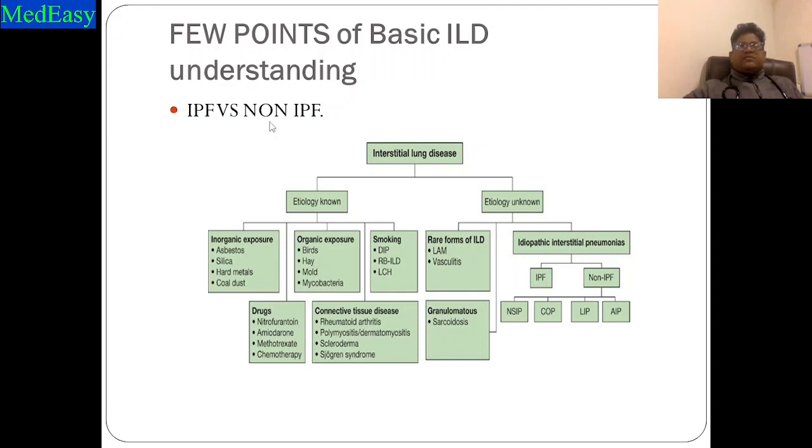I would like to add some few points in basic understanding for ILD. One is IPF versus non-IPF. Regarding the disease classification, in one limb we know the etiology is known, and in another limb we can see etiology unknown, which is idiopathic interstitial pneumonia, and it is divided into IPF and non-IPF. So how does this division actually happen?